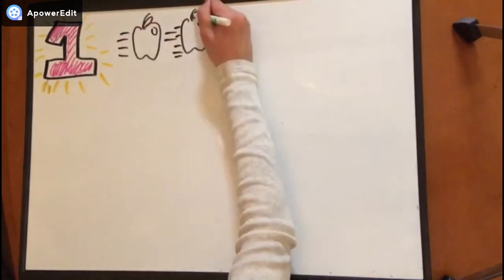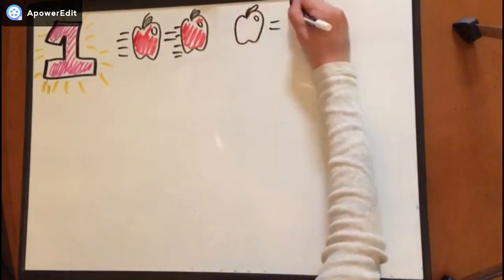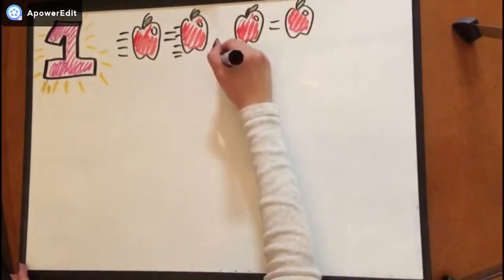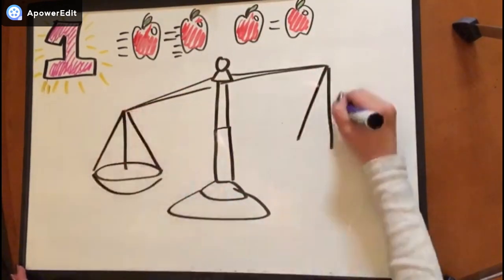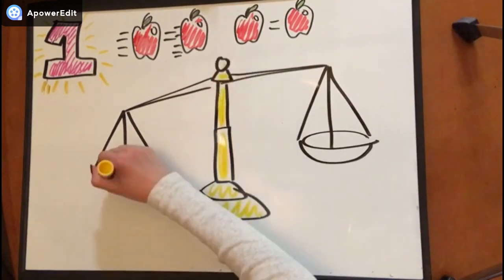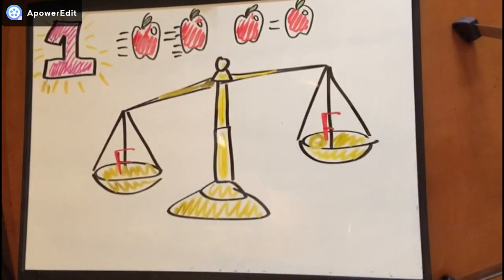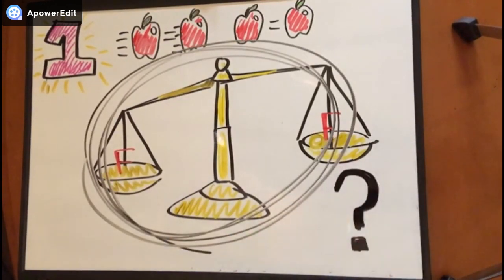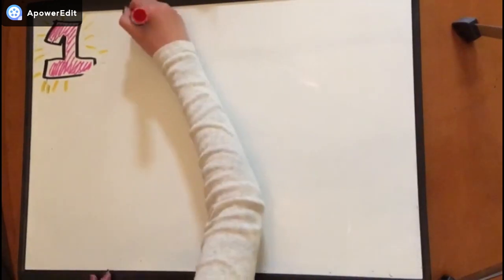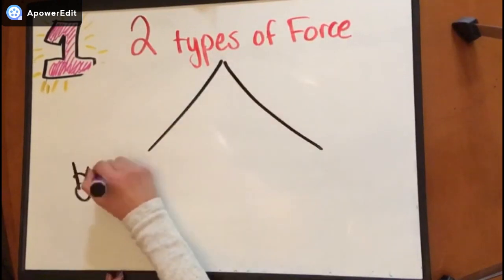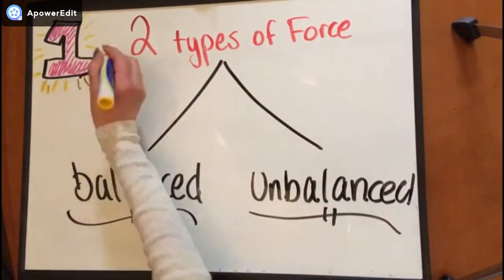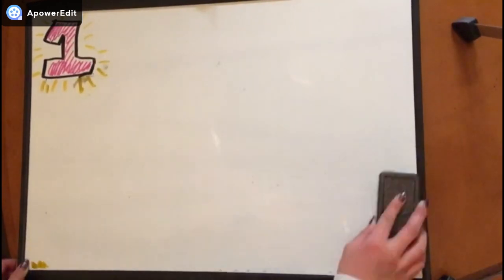An object in motion stays in motion, and an object at rest stays at rest, unless acted upon by an unbalanced force. It is commonly referred to as the law of inertia, which is the tendency to resist change in motion. Now what is this unbalanced force, you ask? Well, there are 2 different forces, balanced and unbalanced.